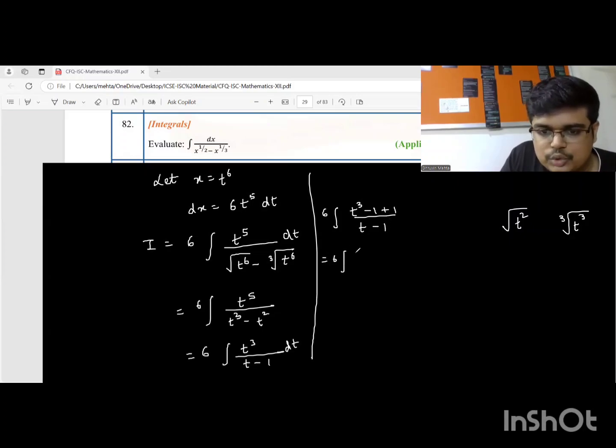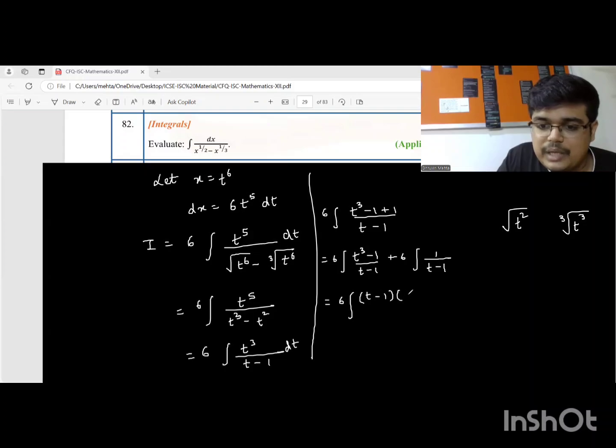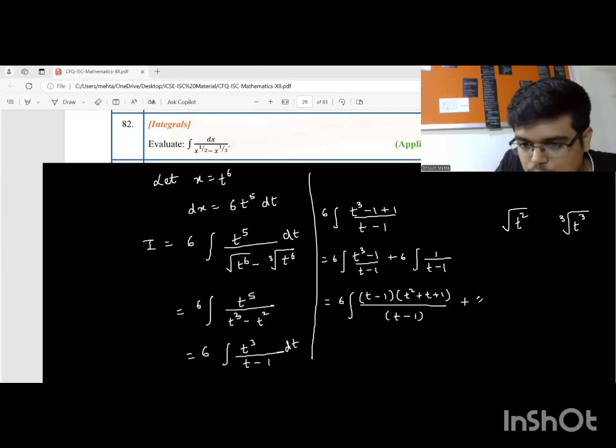We'll split this into two fractions, students. First is t cube minus 1 upon t minus 1. Second is 1 upon t minus 1. You solve this, students. T cube minus 1 is basically a cube minus b cube. So it is a minus b into a square plus ab plus b square. I hope you know this expansion formula. If you don't, well, this question can be tricky. And this is direct integration. We are done, students.